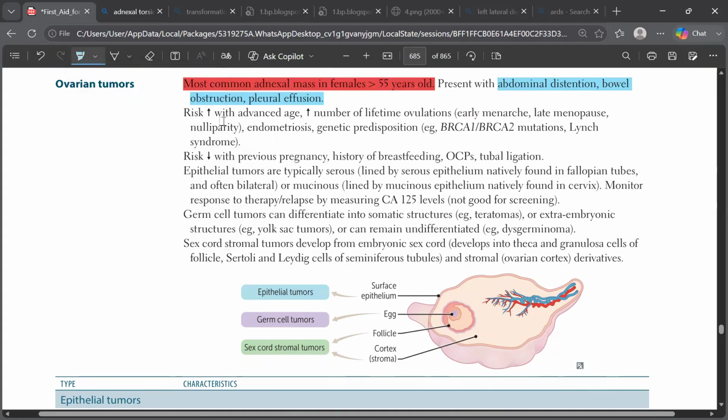Risk is increased with advanced age and an increased number of lifetime ovulations. If there is an early menarche, a late menopause, or nulliparity, it causes increased ovulations, and increased ovulations can lead to ovarian tumor. Other risks are endometriosis and genetic predisposition, for example BRCA1 and BRCA2 mutations, or Lynch syndrome.